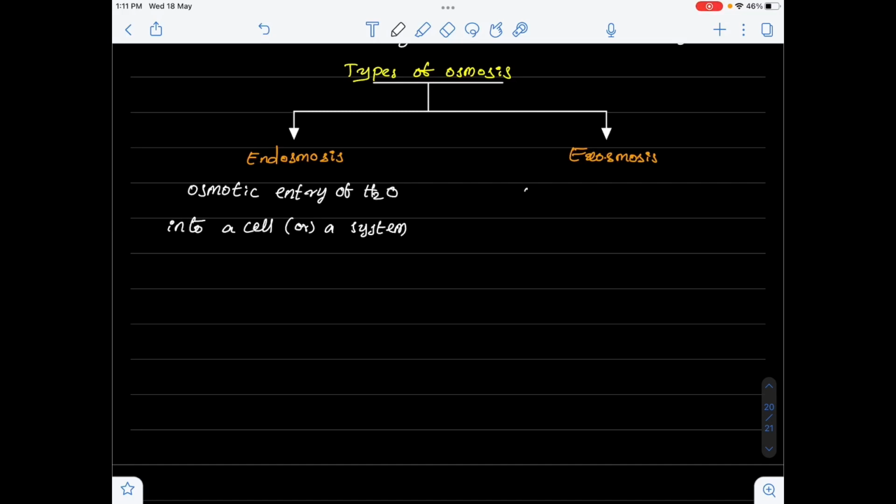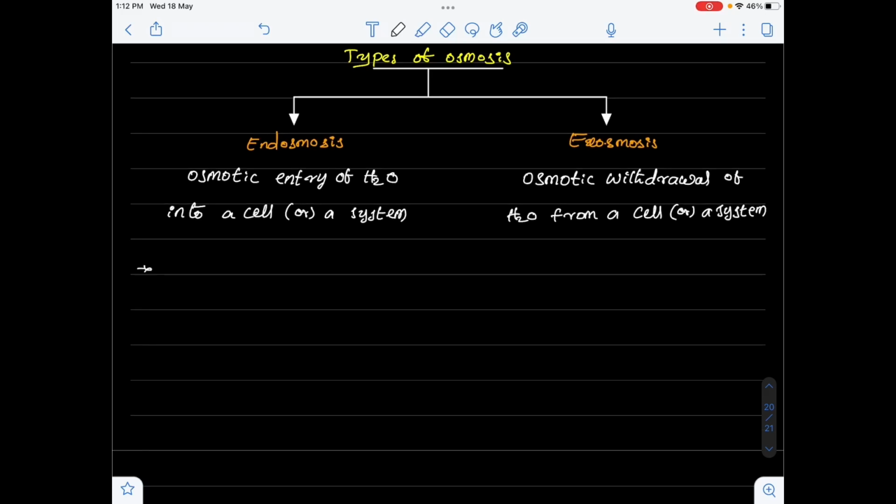So exosmosis is the osmotic withdrawal of water from a cell or a system. It is called exosmosis. Plant and animal cells placed in salt or sugar solution will behave in different ways depending upon the concentration of the external solution.